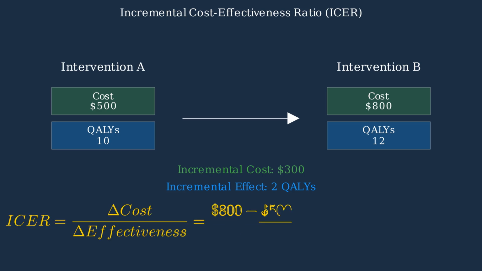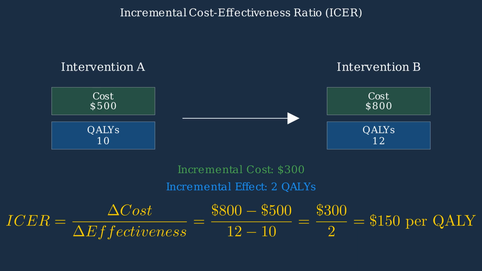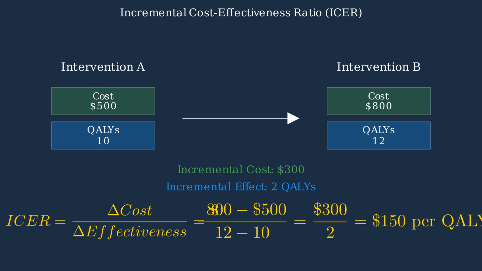The incremental cost-effectiveness ratio is calculated by dividing the incremental cost by the incremental effectiveness. In this example, the ICER is $150 per quality-adjusted life year, meaning we pay $150 for each additional QALY gained.